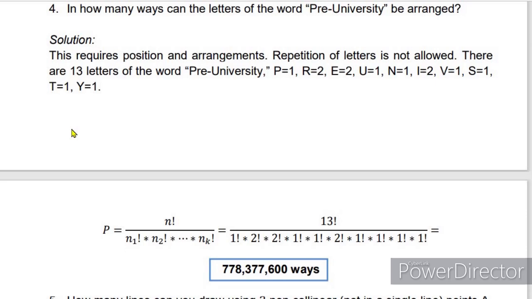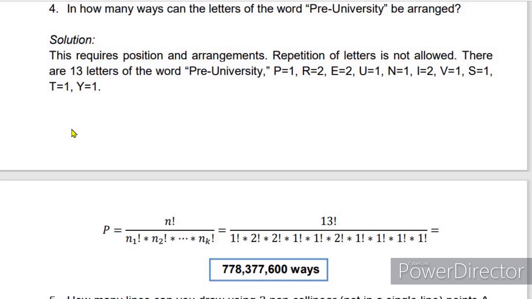So the solution, this requires position and arrangements again. So repetition of letters is not allowed again. So there are 13 letters in the word pre-university. Okay, so 13 letters. Letter P is equal to 1 because there is only one P. Letter R is equal to 2 because there are two R's. E is equal to 2 because there are two E's, and so on and so forth.